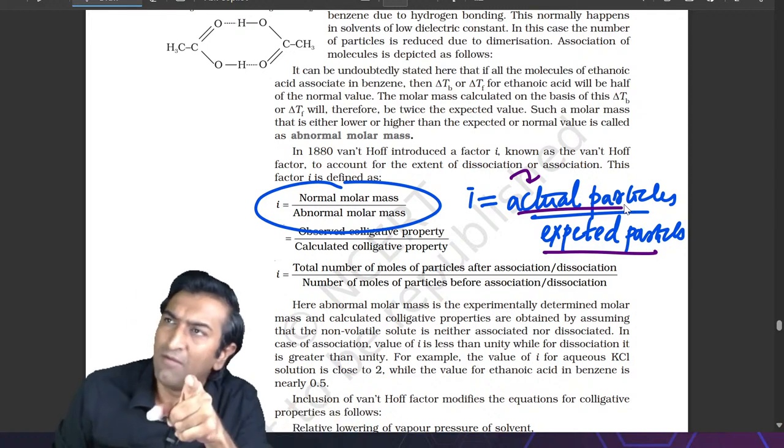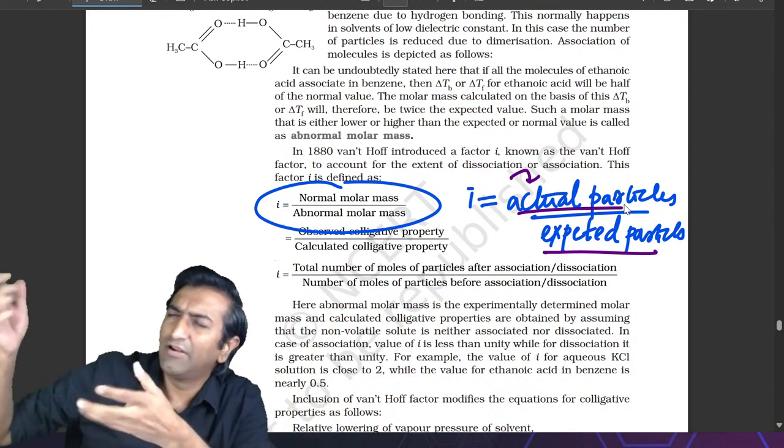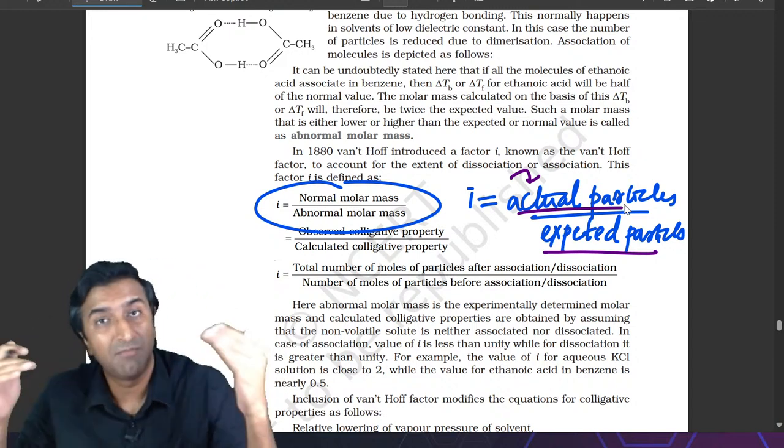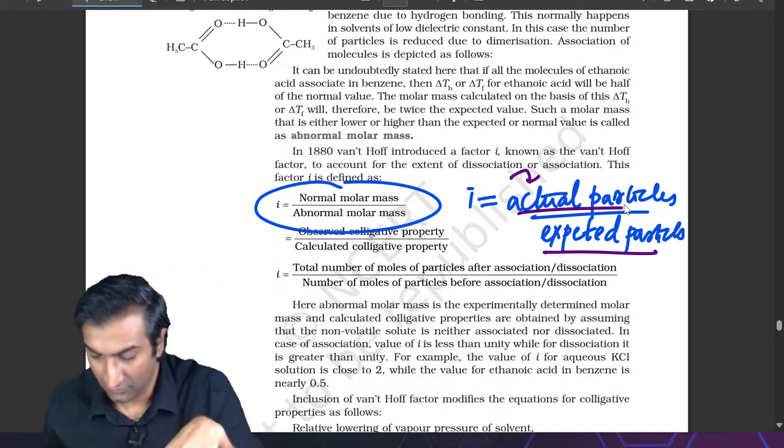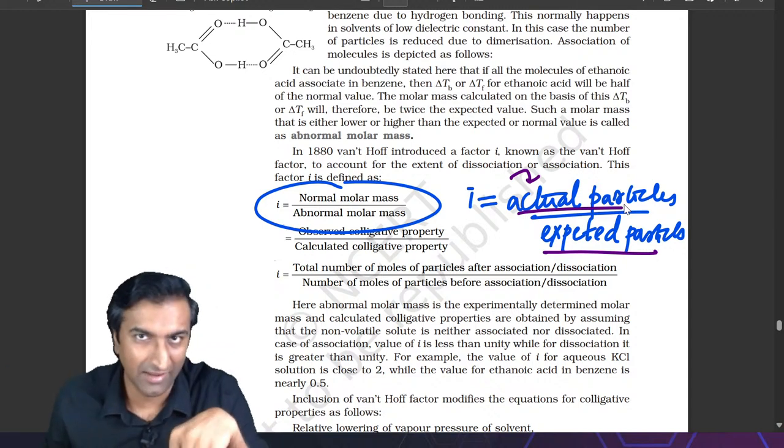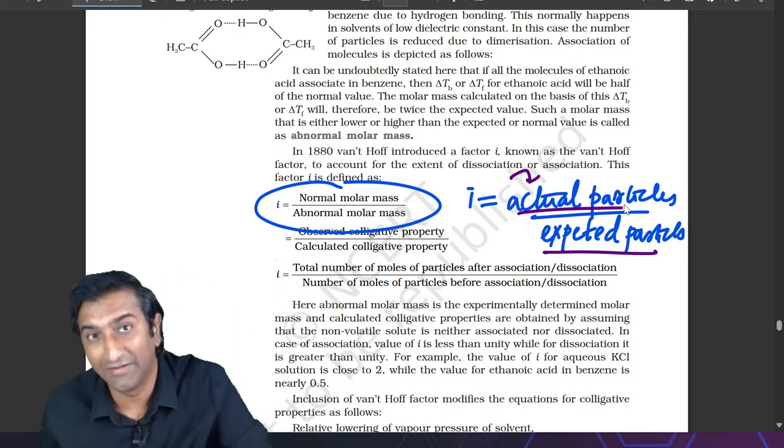Is it normal mass by abnormal mass? Or what is it? Kuch nahi hai. Number of particles by, you know, expected by what? Sorry, actual by expected. Theek hai? Matlab, kitne abhi hai versus expected kitne hai.